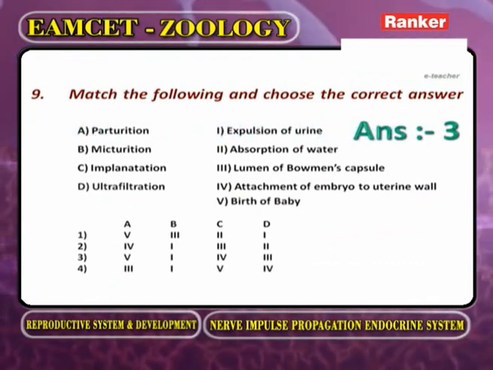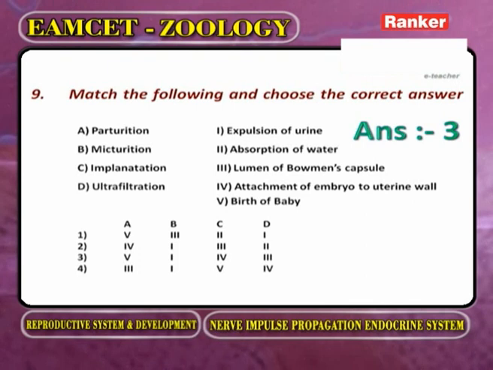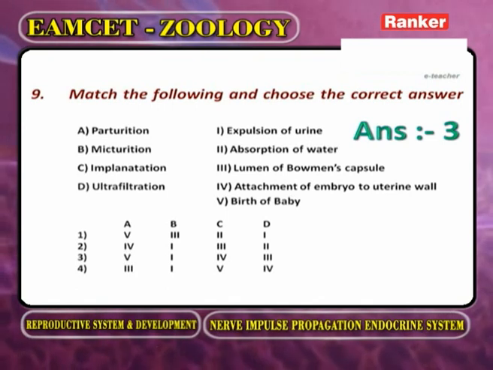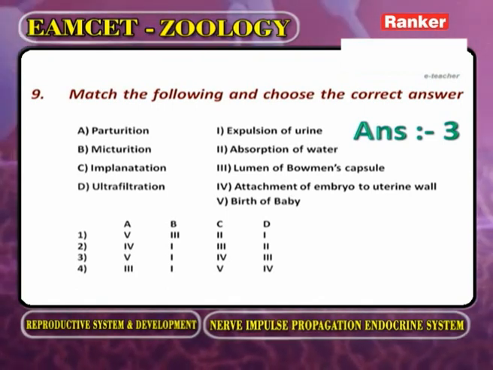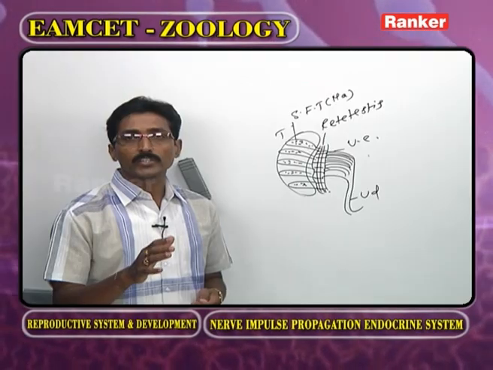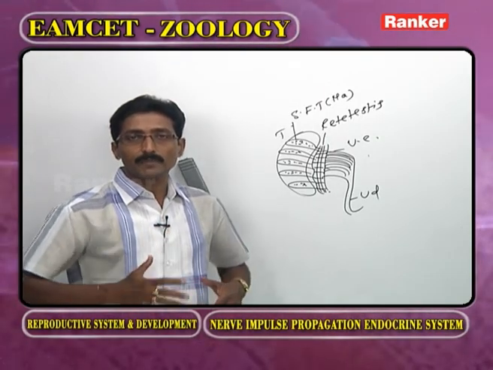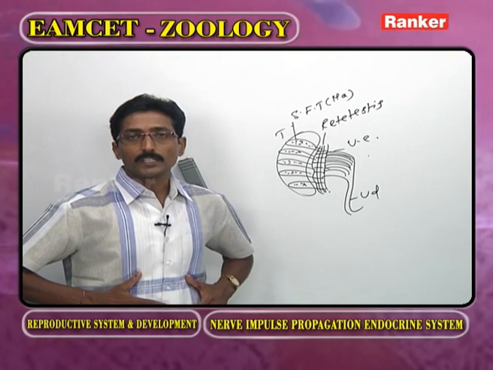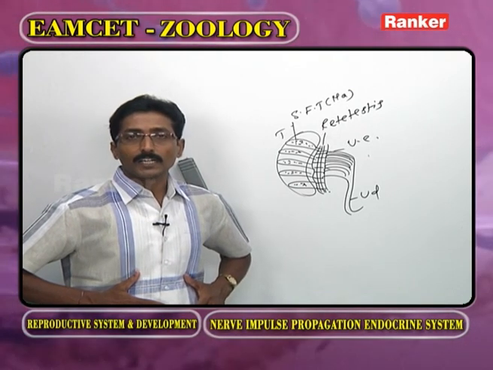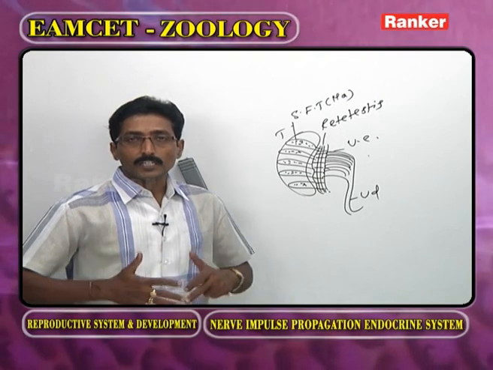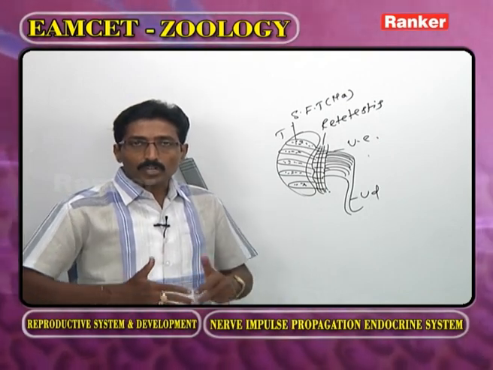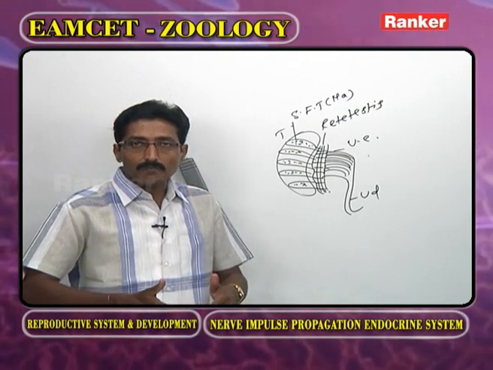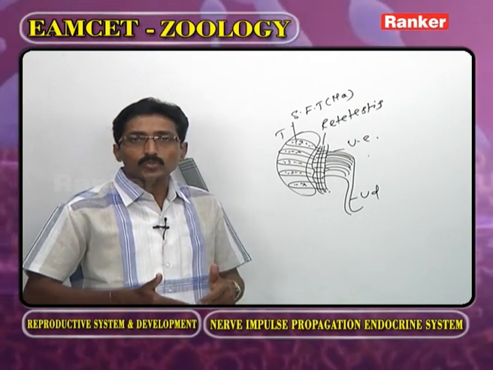Match the following and choose the correct answer. Now you observe list one. One is parturition. The second is micturition. The third is implantation. And the fourth is ultrafiltration. What is meant by parturition? In the female, the embryo develops in the mother's uterus. After completing the gestation period, the baby will come out. The process of birth of the baby, we call parturition.